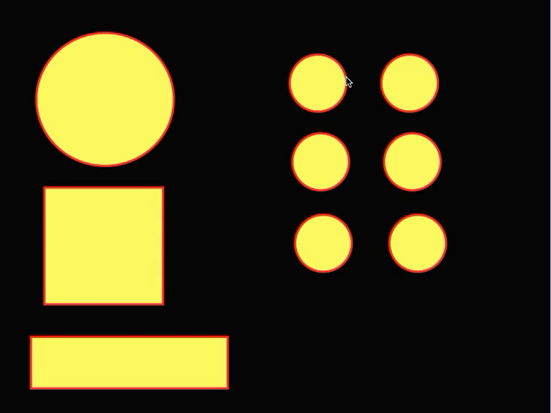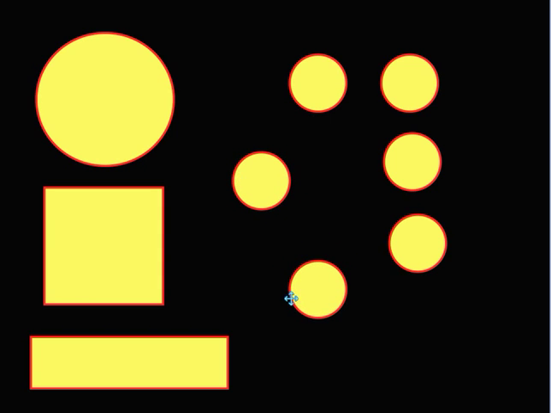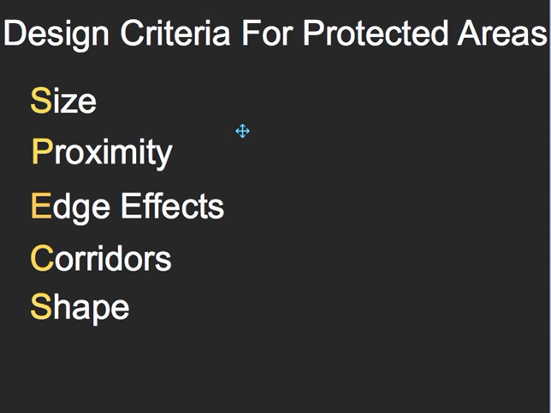If there is fragmentation within the protected area, like 6 blocks, do these areas need to be connected? How far should these isolated pockets be from each other? These are what constitute the design criteria.